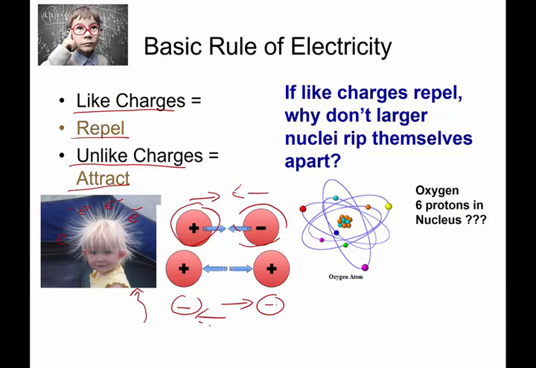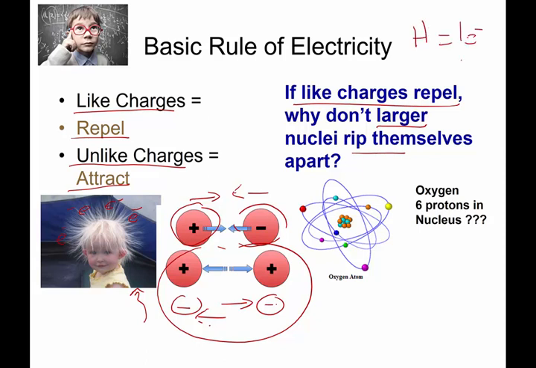One of the questions that scientists have asked for 100 years is this. Okay, we know like charges repel. We know that. Like charges repel each other. So why don't large nuclei rip themselves apart? If you have a hydrogen nucleus, it's going to contain just one proton. No big deal, pretty simple.